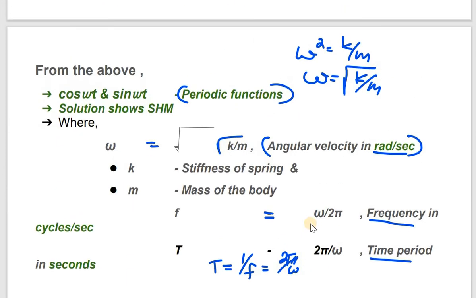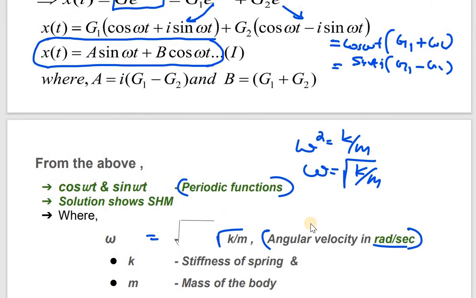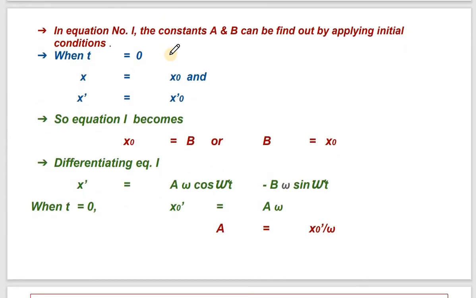Now, we have started from here, that is x is equal to a sin omega t plus b cos omega t. Now we need to find out a and b. Here I am writing the equation, x of t is equal to a sin omega t plus b cos omega t. So this is my equation. I need to find out a and b.